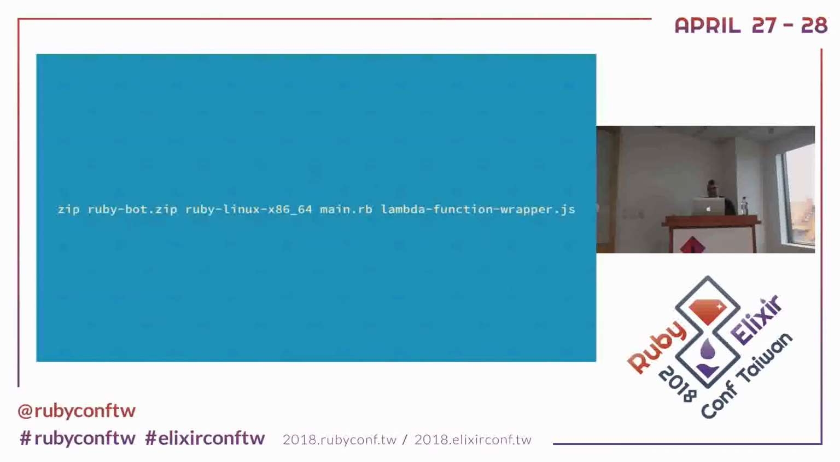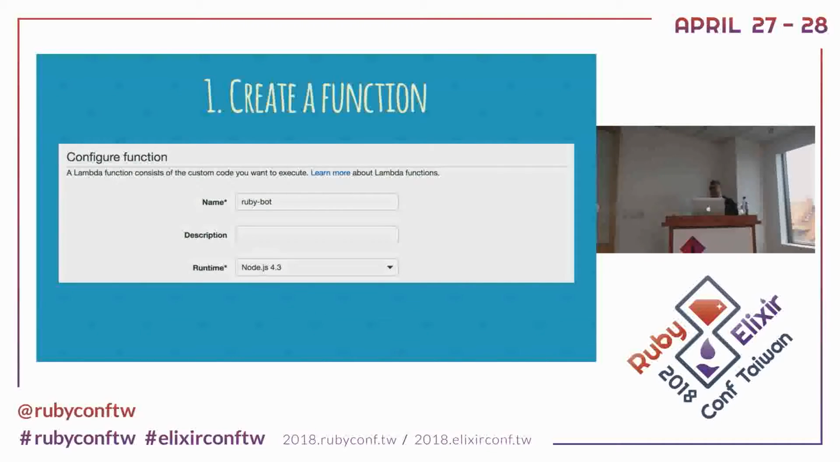Lambda accepts zip files, so this means we need to zip the executable folder, the source file with the main.rb file, and the JavaScript wrapper. And that's basically it. After that, you can just go to the AWS admin panel and follow 5 easy steps to upload your bot code on AWS Lambda. First up, you need to create a function. I called mine RubyBot and used the Node.js runtime.